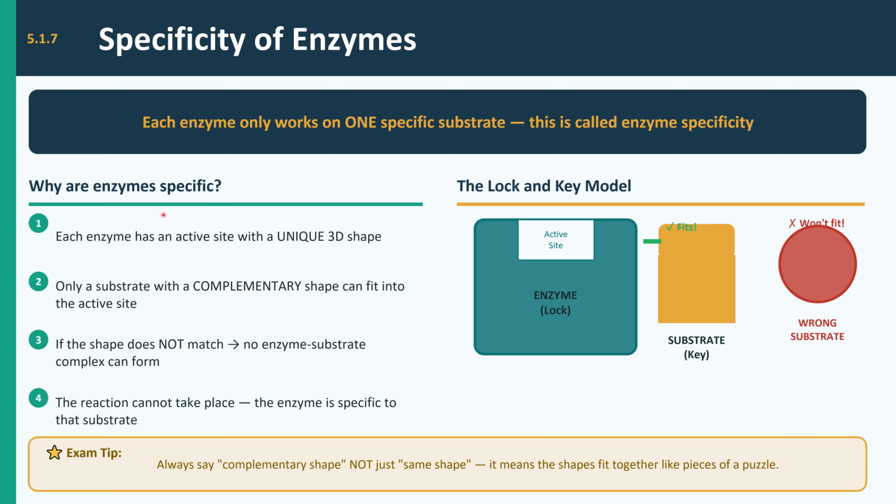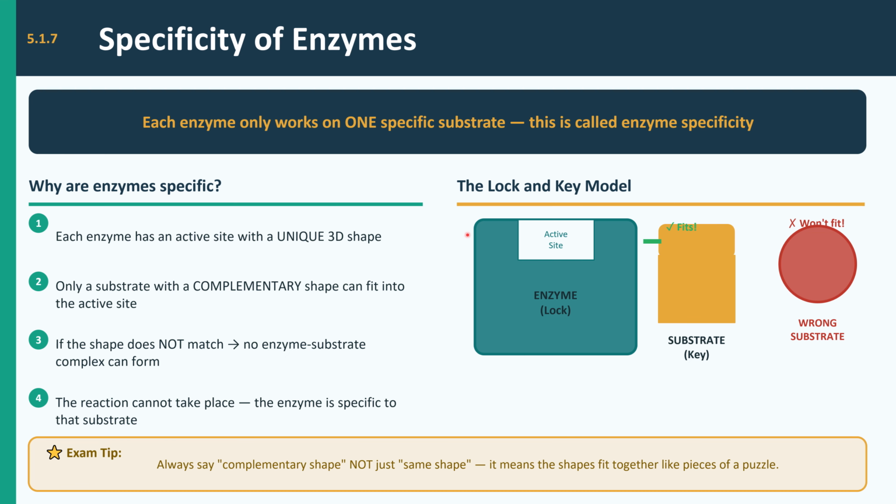So why are enzymes specific? Each enzyme has an active site with a unique 3D shape. Only a substrate with a complementary shape can fit into the active site. If the shape does not match, no enzyme substrate complex can form. The reaction cannot take place. The enzyme is specific to that substrate.